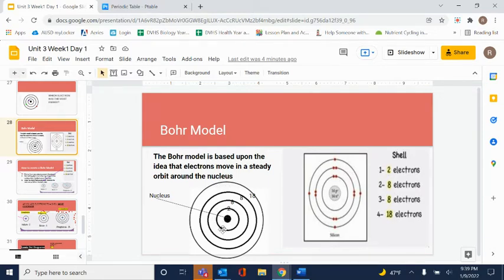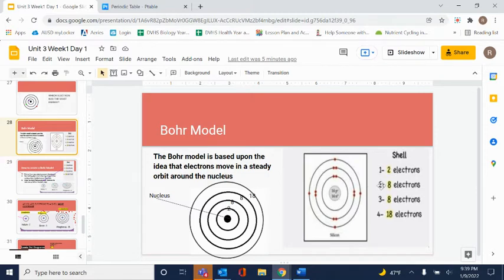The first ring can only hold a certain number of electrons. Specifically, I put it here: 2. For the first shell, it can only hold 2 electrons. So if I'm looking at here, this is the nucleus. I don't write any electrons there. The first shell, which is the first circle, can only hold 2 electrons. I'll show you what that means in a little bit.